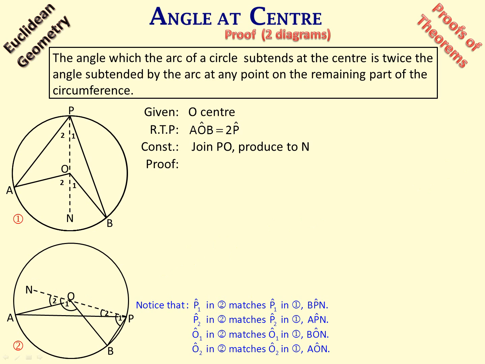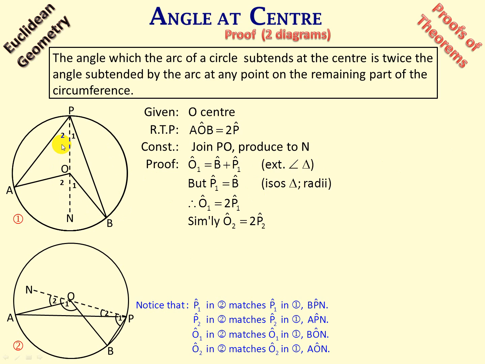Now, what I'm going to do is just look at this diagram and do the proof for most of the way through, so you can ignore that diagram for a while. You can have a look at it and see it does match. Now the same proof as before. O1 equals B1 plus P1 plus B, but P1 equals B, isosceles triangle of radii, therefore O1 is twice P1. Similarly, O2 is twice P2. And there we have it, exactly the same proof.